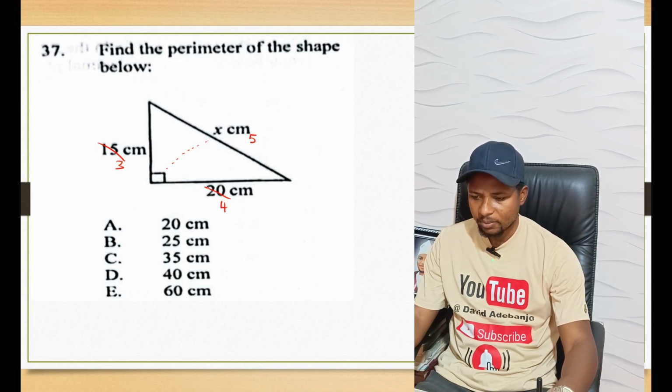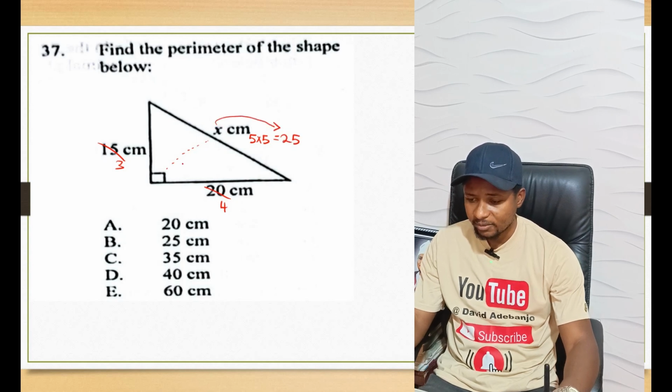Now, step it up back to the original form. From 3 to 15 is times 5, right? From 4 to 20 is times 5. So multiply this also by 5. So you have x equal to what? 25. So I have my x equal to 25.